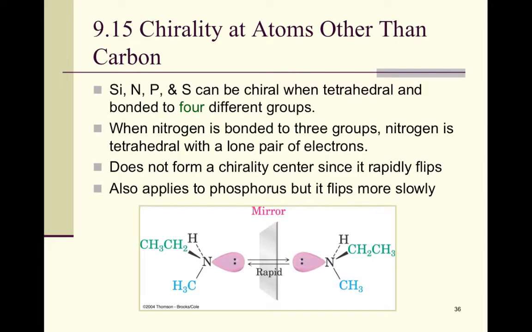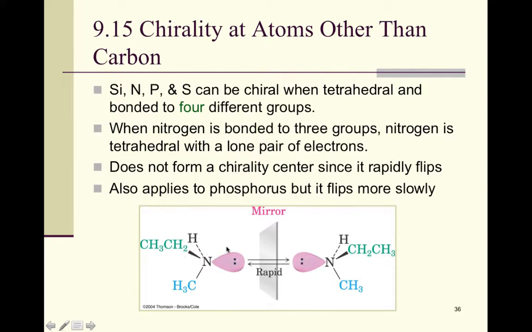Now we've been talking about chirality on carbon, but we can have other atoms than carbon show chirality. Silicon, nitrogen, phosphorus, and sulfur can be chiral when they're tetrahedral and have 4 different groups. Now when nitrogen is bonded to 3 groups, nitrogen is tetrahedral and the lone pair of electrons is considered a different group. But it doesn't form a chiral center because it rapidly interconverts back and forth and back and forth.